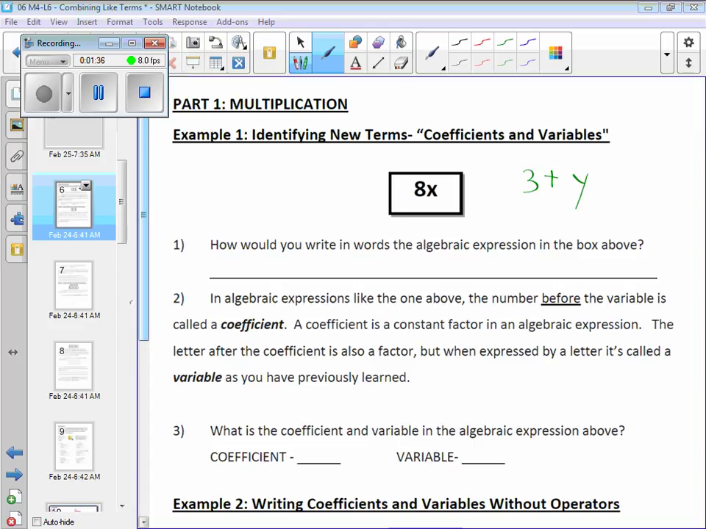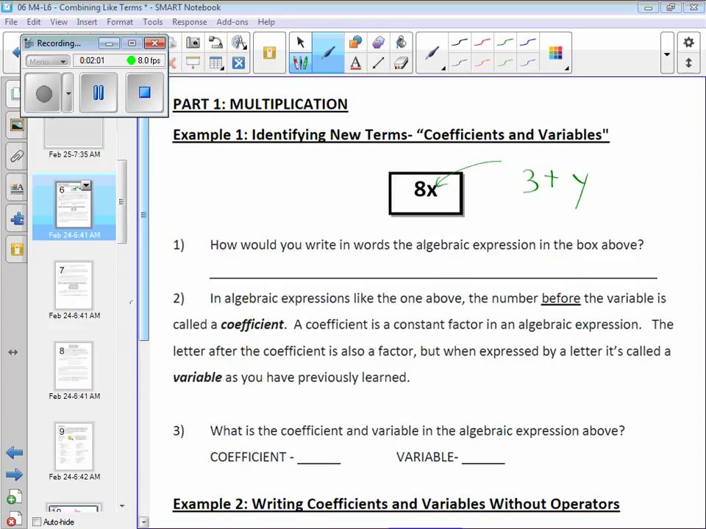Now, there's a name for this number. The number that precedes or is right before the variable is called, do you know? It's called a coefficient. Okay? It's called a coefficient. We'll get to it. This is called what? The variable. Very good.